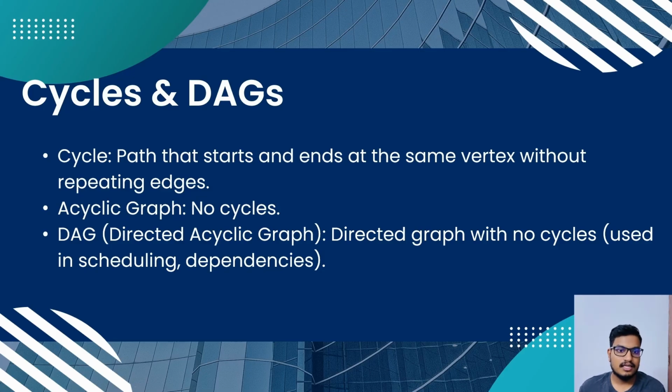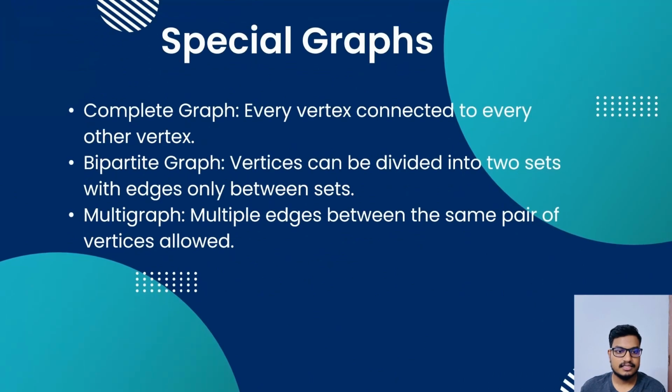Special graphs. Some graphs have special properties. A complete graph has every vertex connected to every other vertex. A bipartite graph can be divided into two sets with edges only between the sets, not within. A multigraph can have multiple edges between the same pair of vertices.